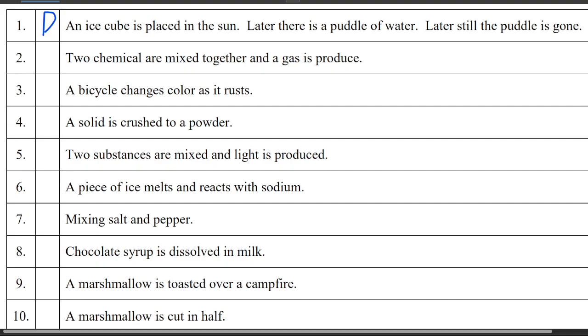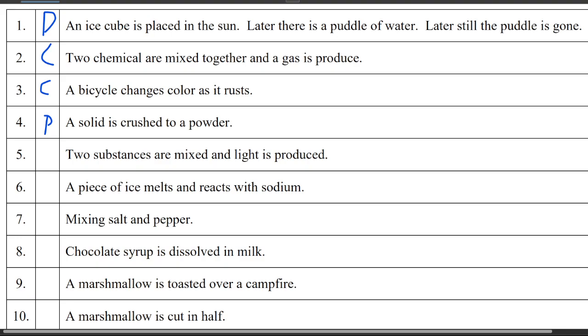So two chemicals are mixed together and a gas is produced. That is literally in the name. It's a chemical reaction, chemical change. Number 3, a bicycle changes colors as it rusts. We know a change of color is a chemical reaction. Number 4, a solid is crushed to powder. We're just changing the shape of the solid. It's a physical change.